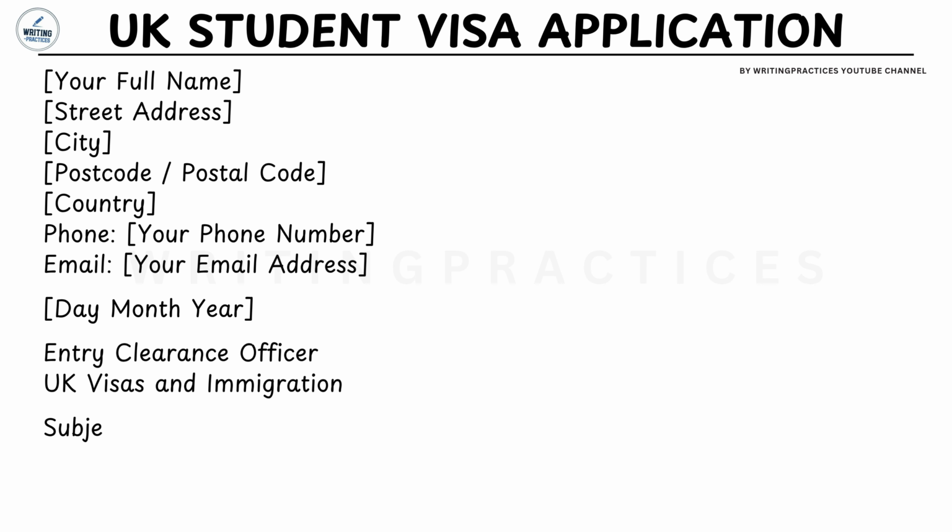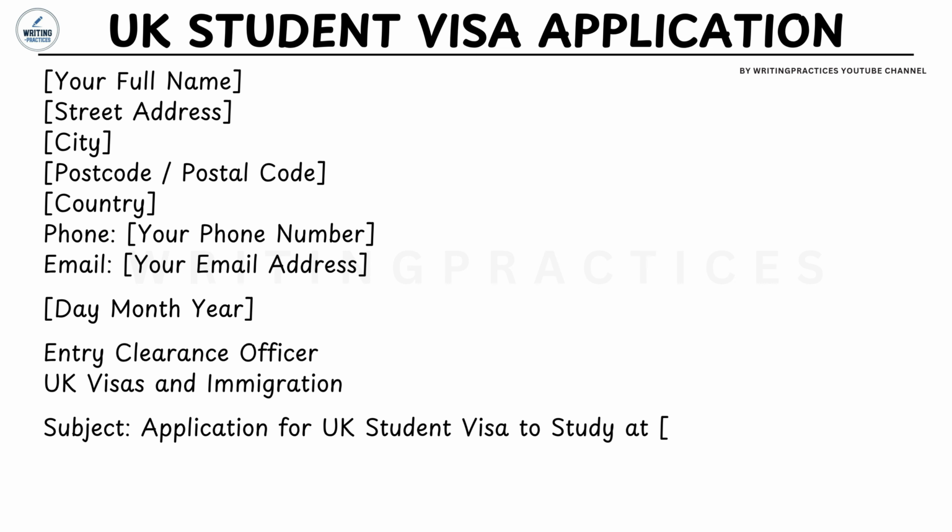Writing the subject line. Now write the subject line. Example: Subject: Application for UK student visa to study at the University of Manchester. This immediately tells the visa officer what the letter is about. It clearly identifies your purpose and the institution where you intend to study. Always use the full official name of your university.